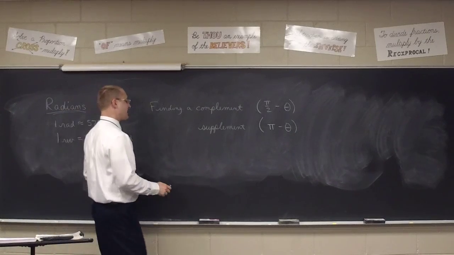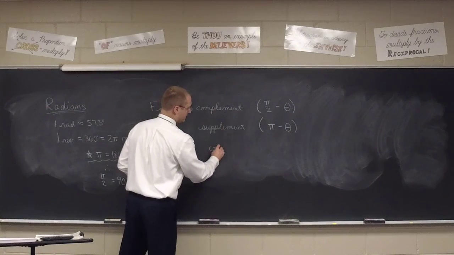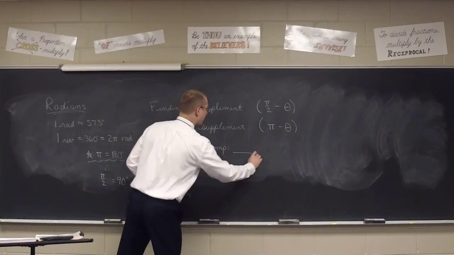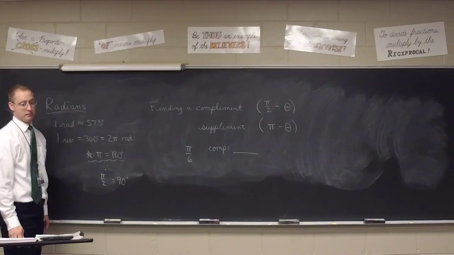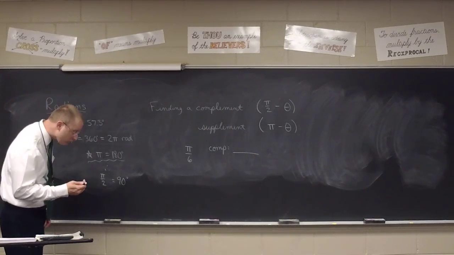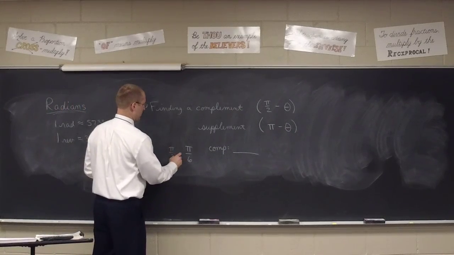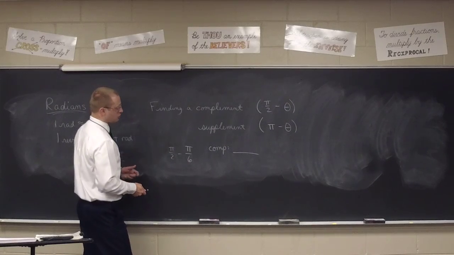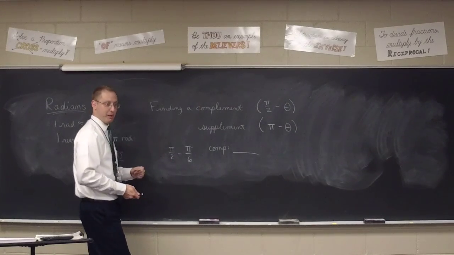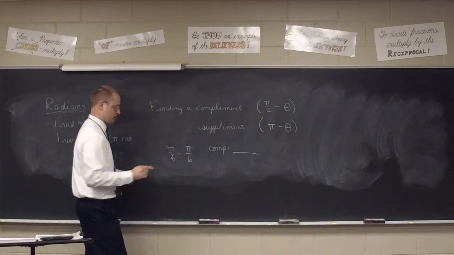So for instance, if I gave you an angle of pi over 6, and I said, well, what is the complement of pi over 6? To find the complement, class, we subtract the angle from half of a pi. So we'd say pi over 2 minus that. And of course, we could get our common denominator. So instead of 1/2 of a pi, we could make this 3/6 of a pi, right?